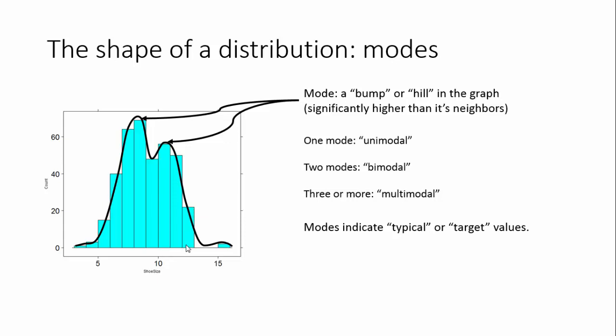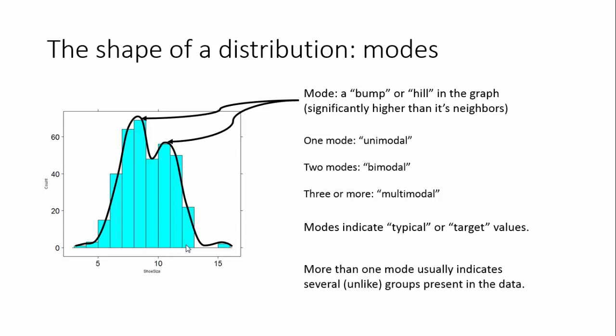When I have multiple modes, what that usually means is that I have two unlike groups being thrown together in the data, and they behave differently with different typical values. This is a really great case because with shoe sizes, I have two modes, one at 8 or 9 and then one at 10, 10 and a half. What could that be? What two groups could be causing that? And a pretty obvious answer is, oh yeah, men and women.